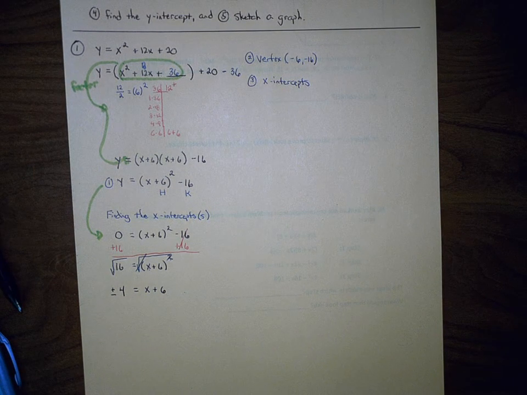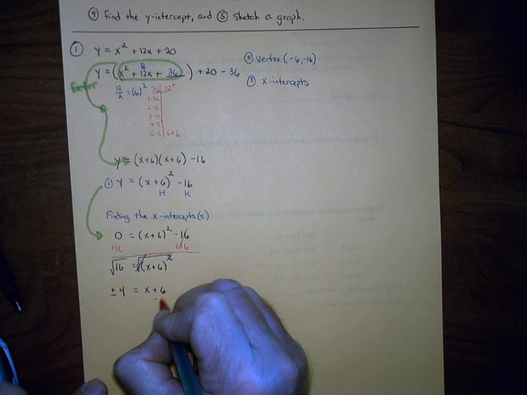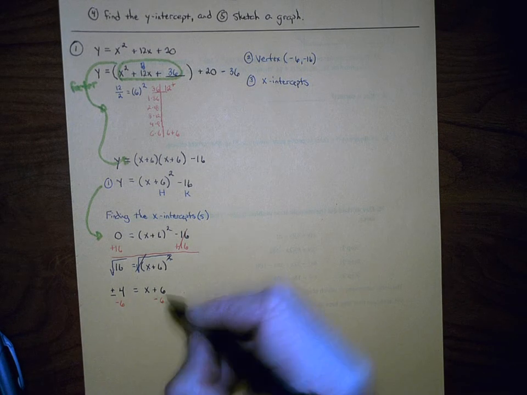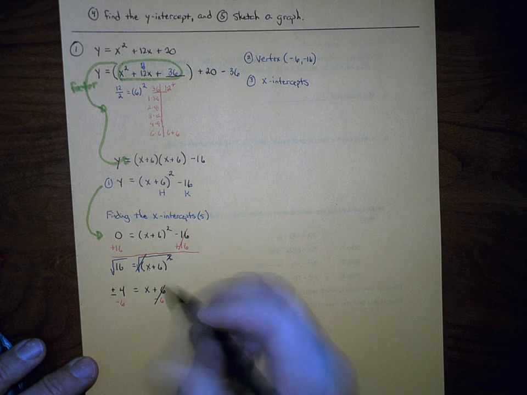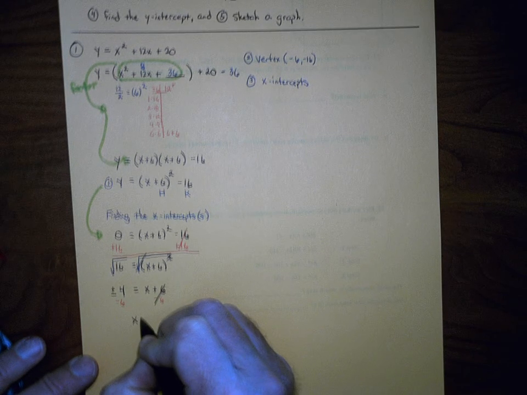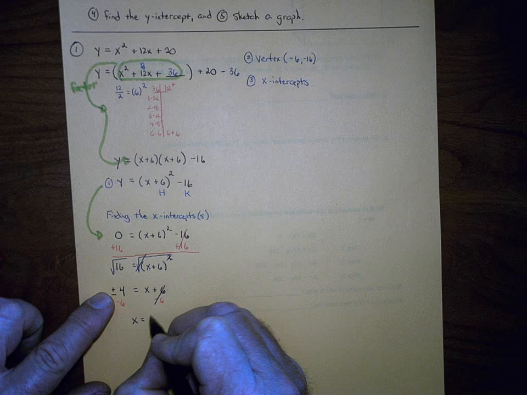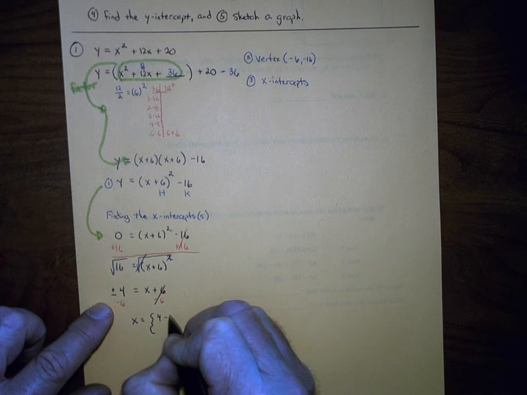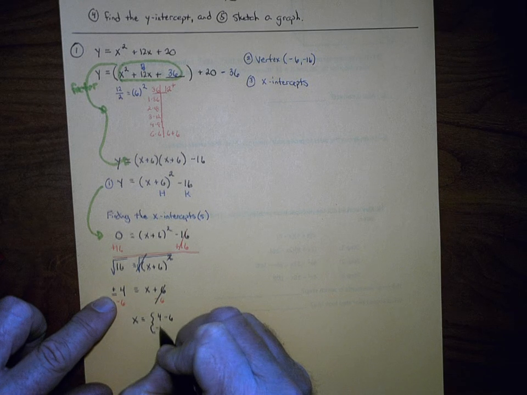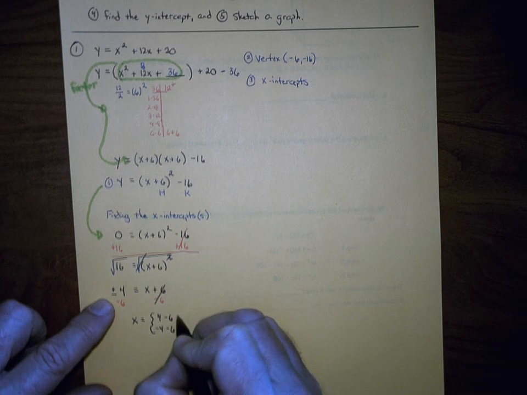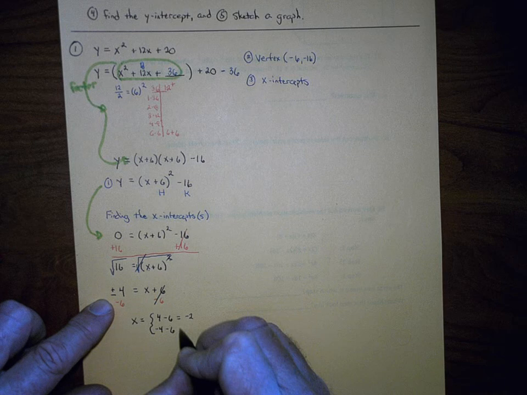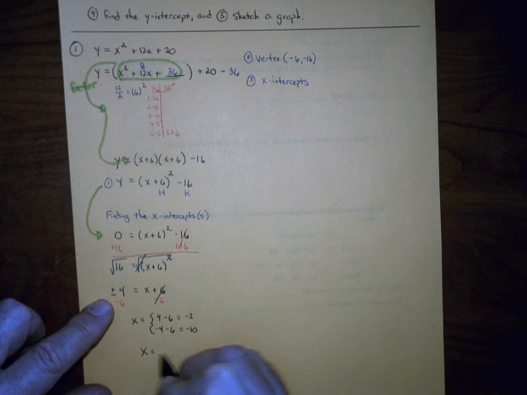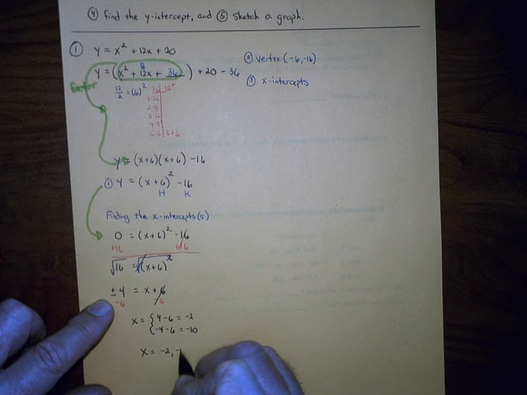My next step to solve, to isolate the x, is I would subtract 6 from both sides of the equation, and after the 6s cancel each other out, we would get x is equal to, now remember, we're going to have two answers for x. We're going to have positive 4 minus 6, and then our other answer is going to be negative 4 minus 6. So x is going to be negative 2, x is also going to be negative 10. Okay, so x is equal to negative 2 comma negative 10.